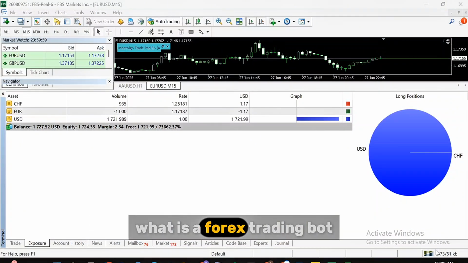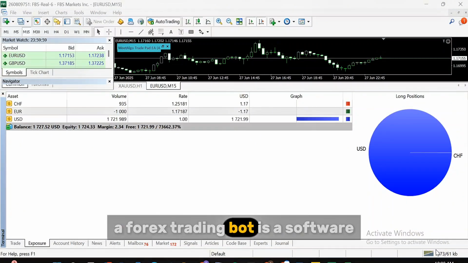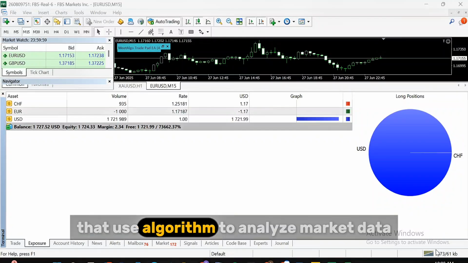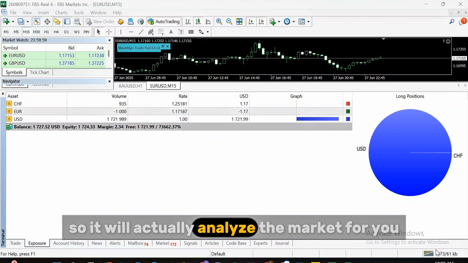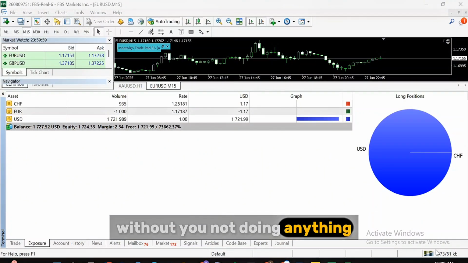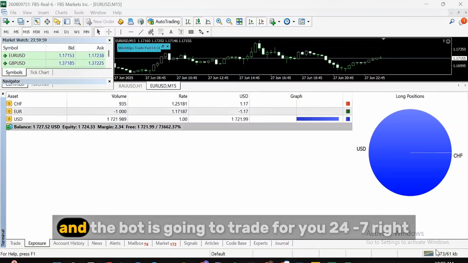Right now, what is a forex trading bot? A forex trading bot is software that uses algorithms to analyze market data and make trades automatically, right? So it will actually analyze the market for you without you doing anything. Maybe just block your account and the bot is going to trade for you 24/7, right?